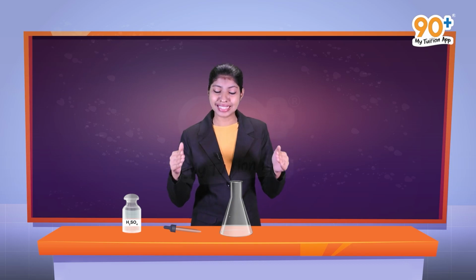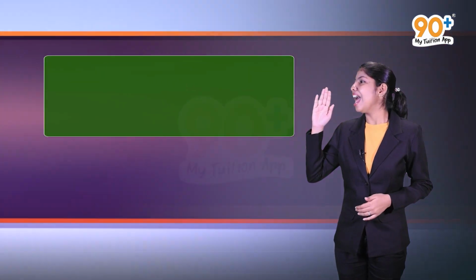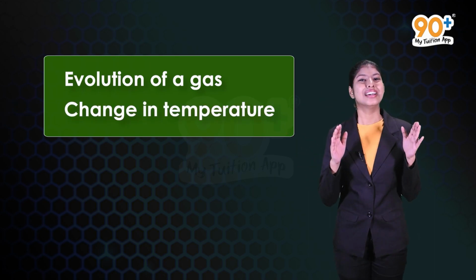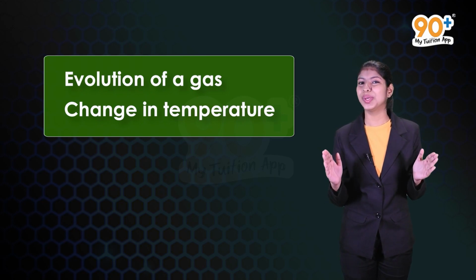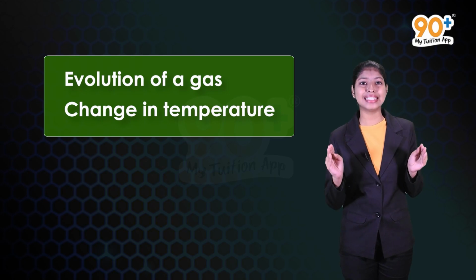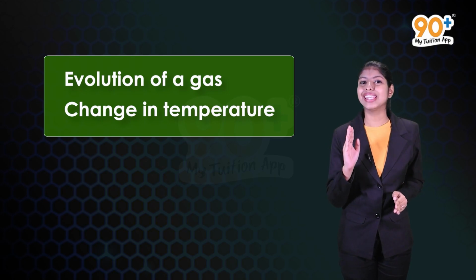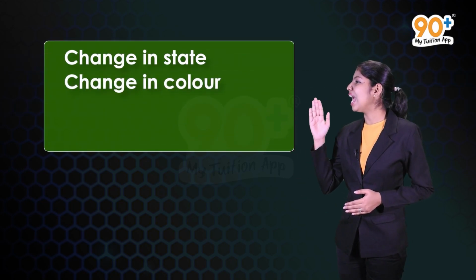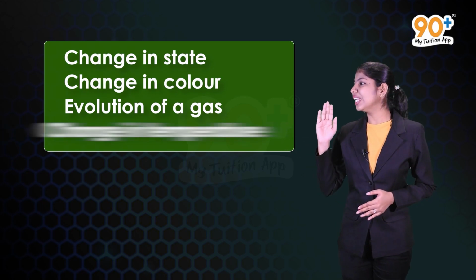We can see two characteristics of chemical reactions in this activity. That is evolution of a gas and change in temperature. From these three activities, we can conclude that if a chemical reaction is taking place, we can observe any of these changes: change in state, change in color, evolution of a gas and change in temperature. When we monitor the changes around us, we can see that a wide range of chemical reactions are taking place around us.